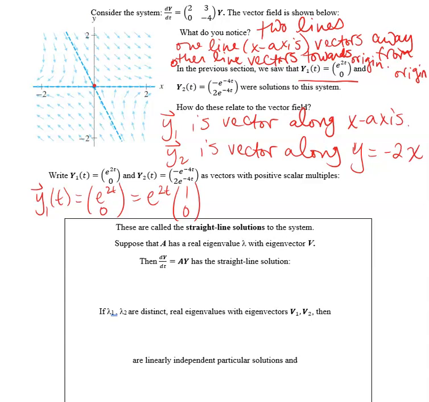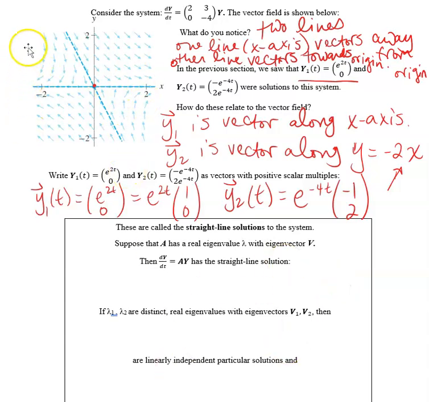The other solution, y sub 2, we can write, notice they both have e to the negative 4t. So if you think of it like factoring, take out e to the negative 4t, and that leaves me with a coefficient of negative 1 and positive 2. And again, that would get you solutions or vectors along this line, and that's what we're talking about. So these are called the straight line solutions to the system.